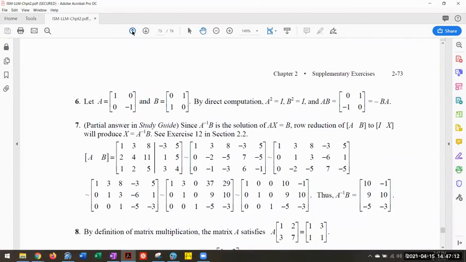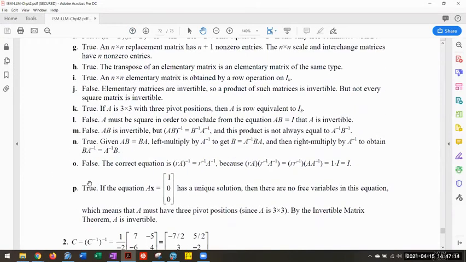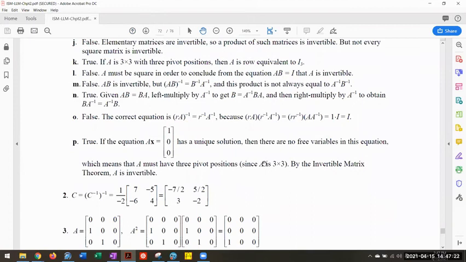So 1P says true. If the equation Ax equals b has a unique solution, then there are no free variables, which means that A must have 3 pivots. Since A is 3 by 3, by the invertible matrix theorem, A is invertible.